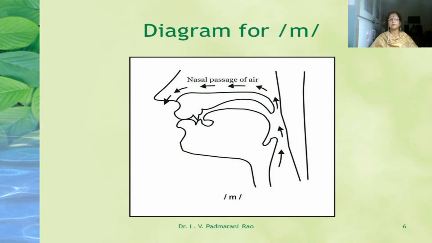The diagrammatic representation for m sound is as following. As we could see, both the lips are coming very close to each other to close the oral cavity. The soft palate for the first time is lowered so that the air that is coming out from the lungs passes through the nose, as a result of which it is called the nasal sound.